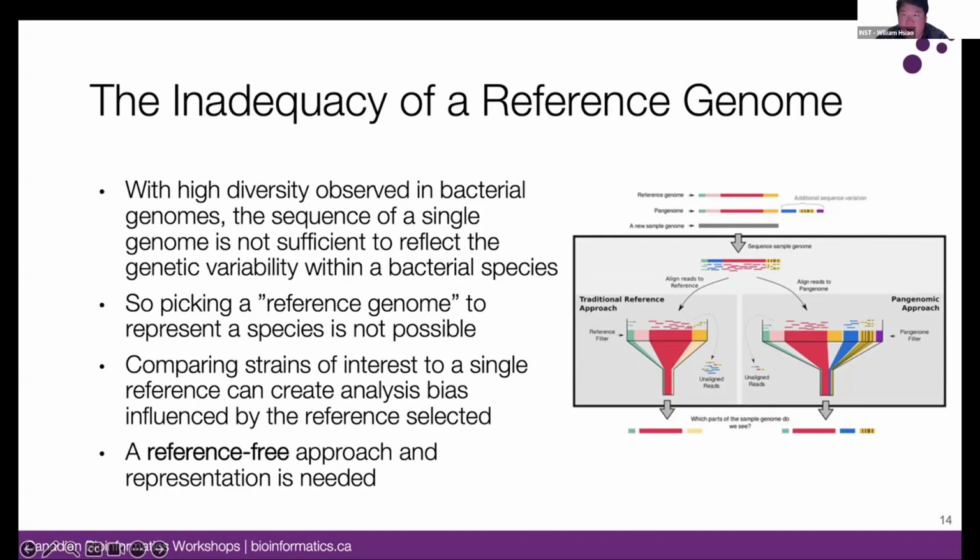However, when you know that there's such high diversity observed in bacterial genomes, the sequence of a single genome is not sufficient to reflect the genetic variabilities, even within a single bacterial species, right? So picking a reference genome to represent the species then is not possible or not ideal, right? So comparing strains of interest to a single reference can create analysis that are biased by the reference you select.